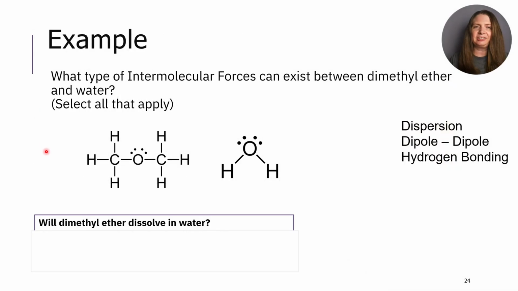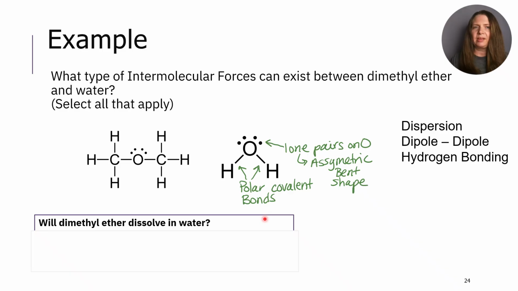Now let's consider these two molecules shown here, dimethyl ether and water. What intermolecular forces can exist between these two substances? Will dimethyl ether dissolve in water? First, determine whether each molecule is polar. Water contains polar oxygen-hydrogen bonds, and it has two lone pairs on the oxygen to give the molecule a bent asymmetrical shape. Therefore, water is polar.